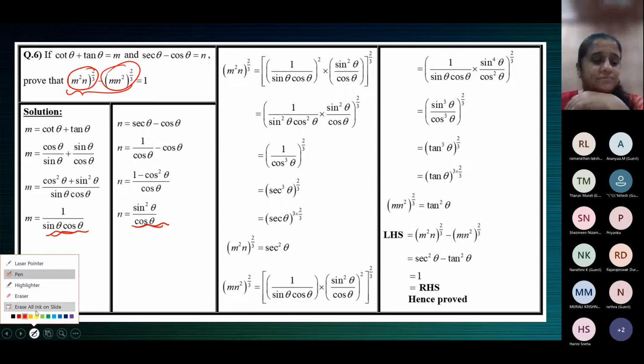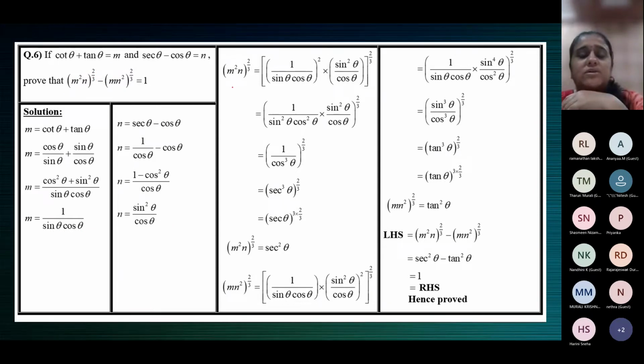Okay. So it's just about being very careful. The working is very simple. M square. So write M and square it. Then there is n here, into. There's no sign, that means into. This is m square into, this is n. You can see here, this is n. Then the whole thing is raised to the power 2 by 3.